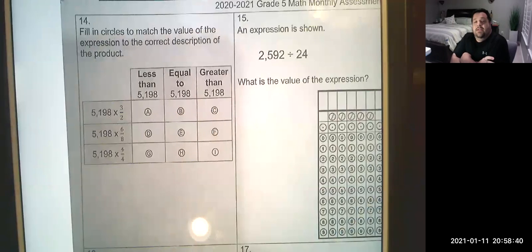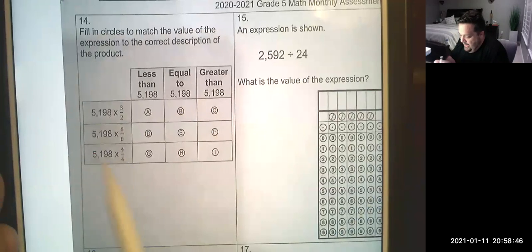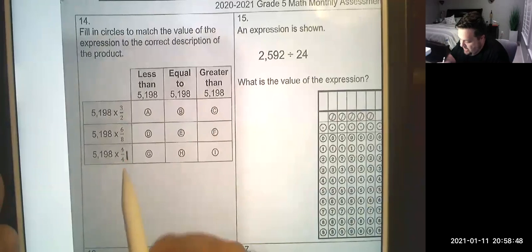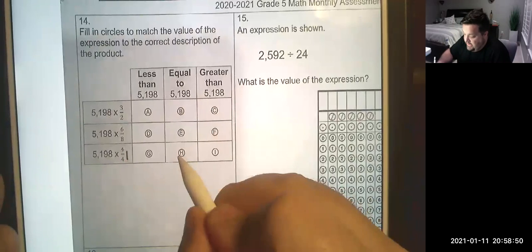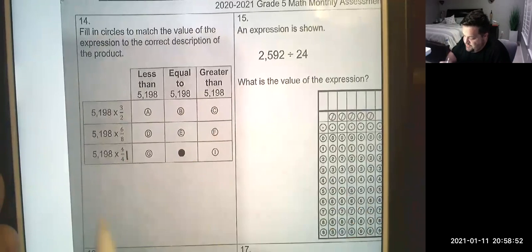One of the two. Fill in the circles to match the value of the expression to the correct description of the product. So I hope you guys know that 4/4 equals 1. And anything times 1 would be equal, right? So you'd pick H for this one because 5,198 times 1 would be equal to 5,998.